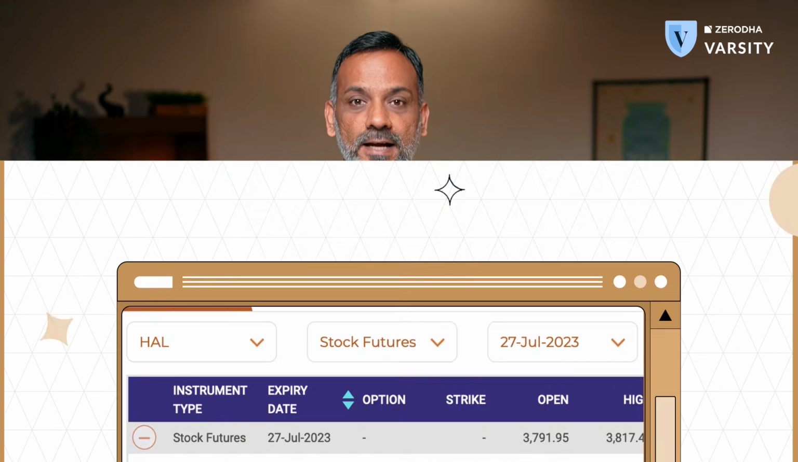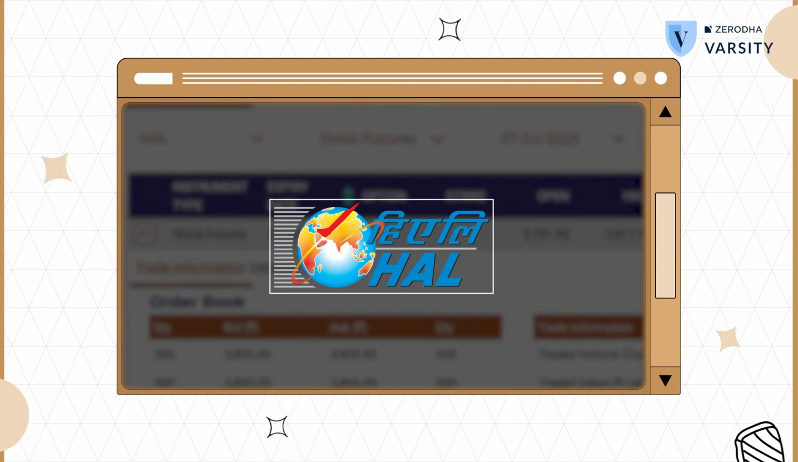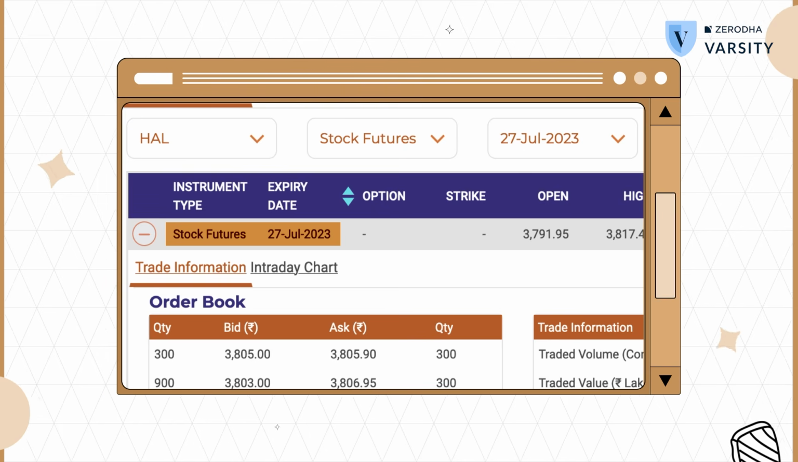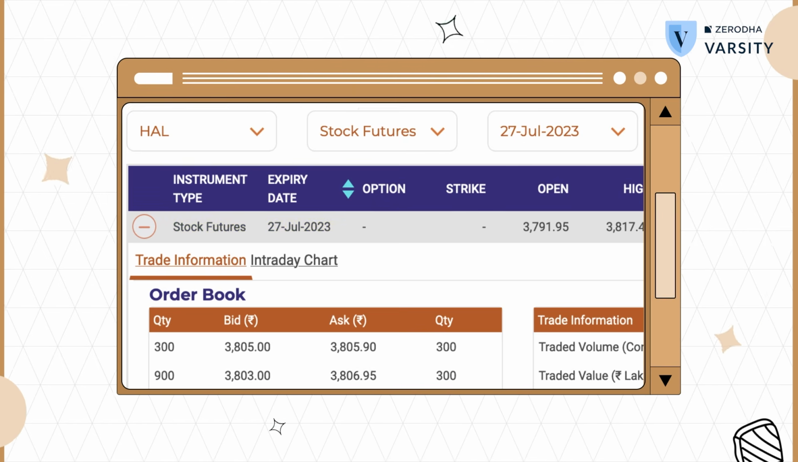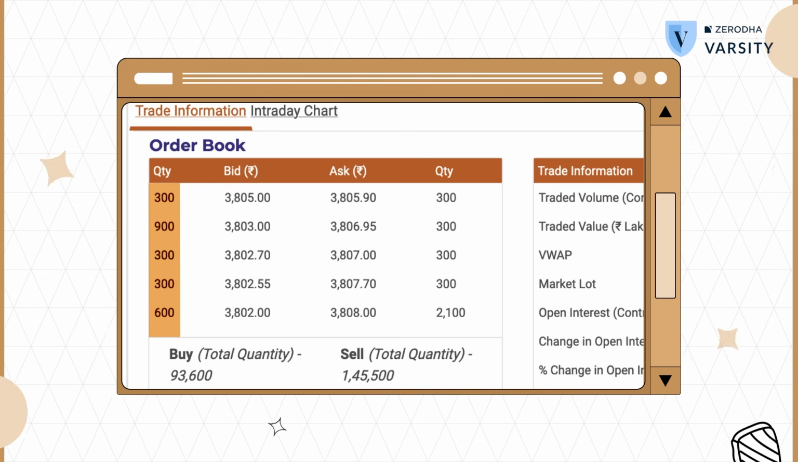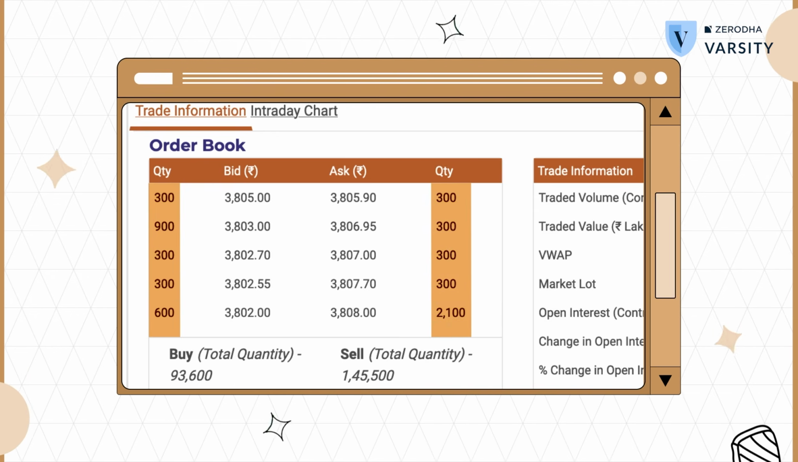Let's understand impact cost with an example. Take a look at this snapshot. This is the snapshot of Hindustan Aeronautics Limited's futures contract expiring on 27th July. If the market was infinitely liquid, then you should be able to buy any quantity of shares or any quantities of futures or option contracts at an ideal price at any point during the day. An ideal price of a security is simply the average of the bid and ask spread.